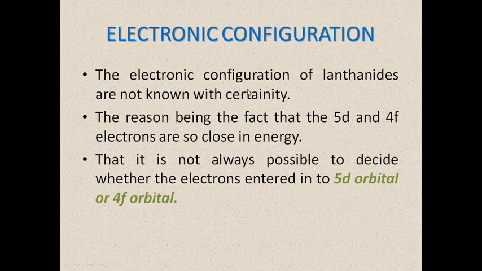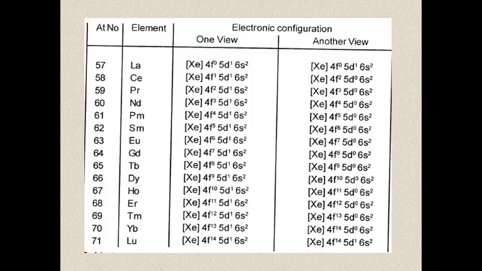Coming to the electronic configuration of lanthanides, the electronic configurations of lanthanides are not known with certainty. The reason is that the 5d and 4f electrons are so close in energy that it is not always possible to decide whether the electron entered into the 5d orbital or the 4f orbital. This is the electronic configuration in two views.